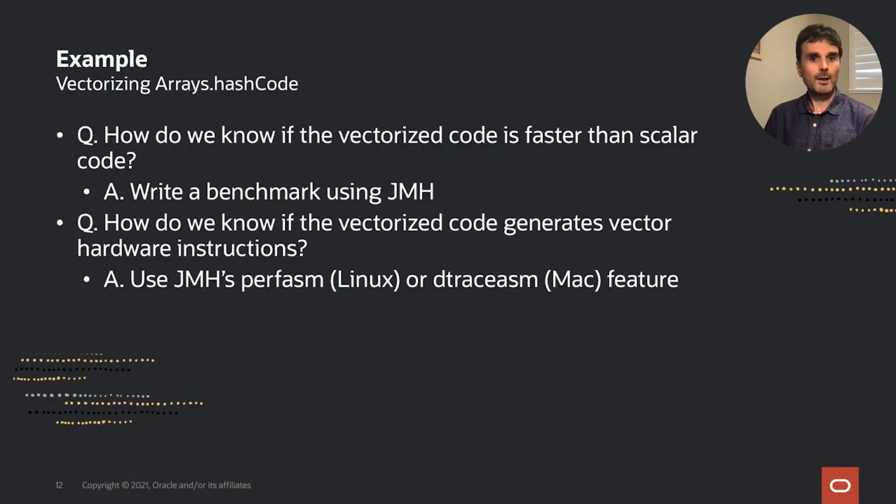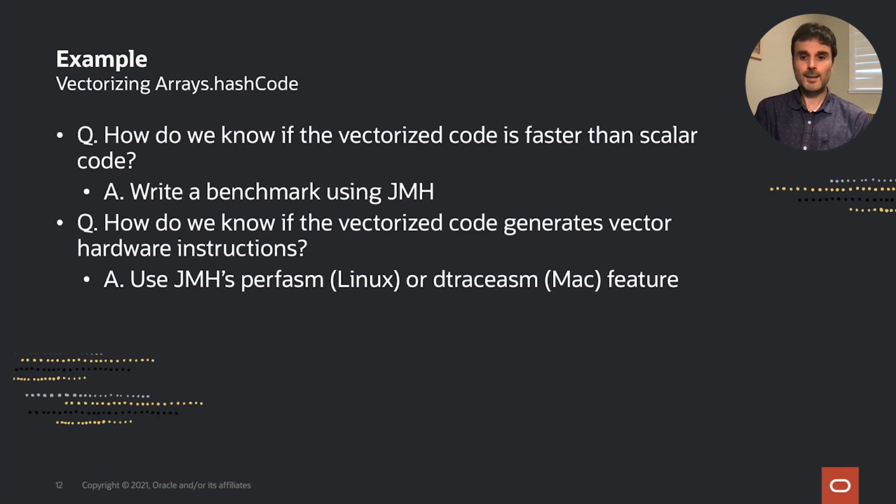So hopefully that gives you a good sense of the questions I discussed here. How do we know if vectorized code is faster than scalar code? Well, let's write a benchmark. So I wrote a benchmark for Arrays.hashCode, and I wrote the vectorized code there. And how do I know if the vectorized code generates hardware instructions? I use the features of JMH to look at those instructions.